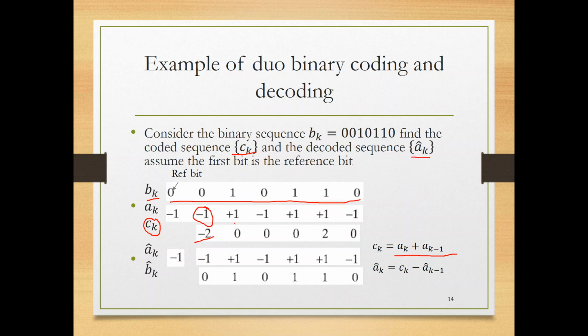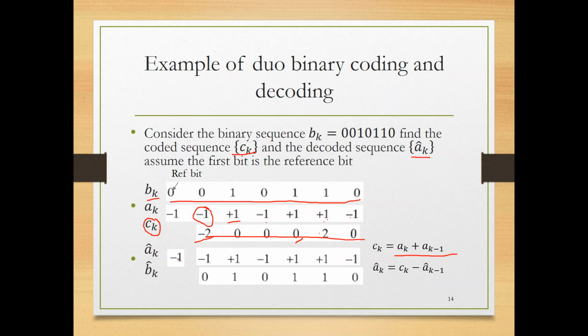Now the next one: plus 1 plus minus 1, 0. Minus 1 plus 1, 0. Plus 1 plus minus 1, 0. Plus 1 plus 1, 2. Minus 1 plus 1, 0. So now you get what? The duobinary signal. This is the duobinary signal. Now you transmit it over the channel and you receive it at the receiver.